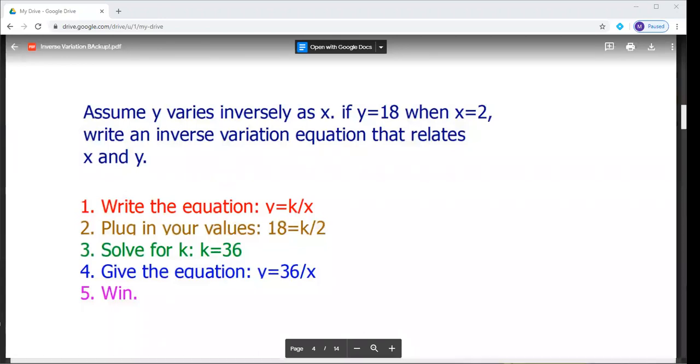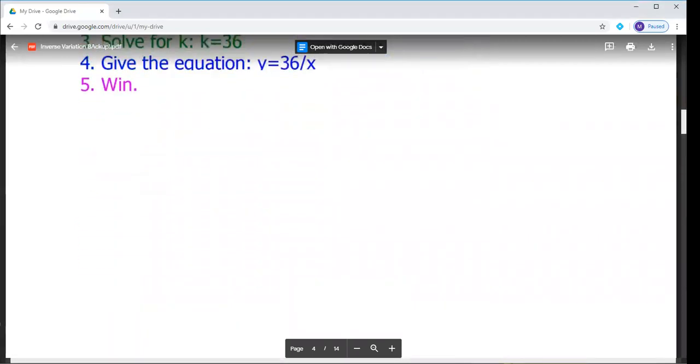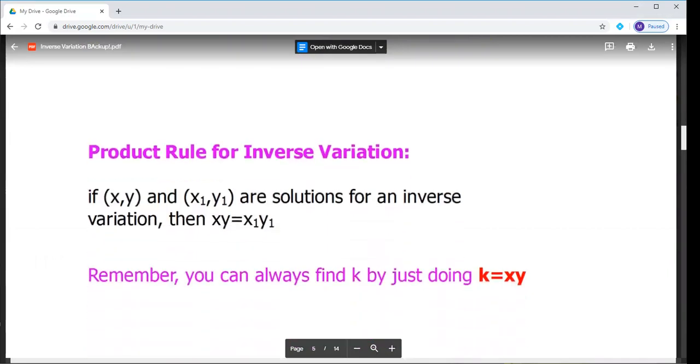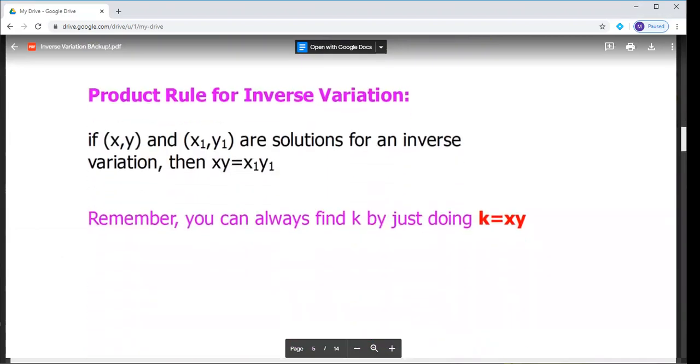Scooch us down a little bit. Let's try talking about that product rule, right?